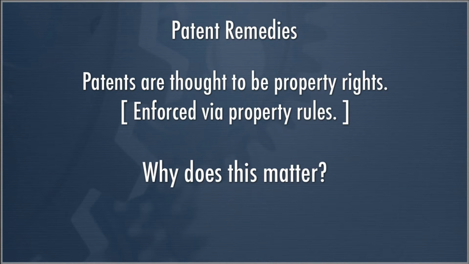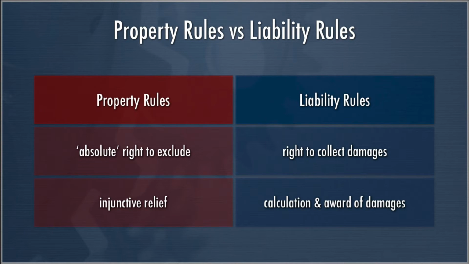Well, what does that mean? You'll probably remember a lot of this from property class back when you were 1Ls. But there's basically two ways of thinking about the way that we enforce rights. One is property rules. Property rules offer an absolute right to exclude. When I win my patent case and get an injunction, I have an absolute right to keep you out of the subject matter of my patent. Similarly, if I own a piece of real property, I have the absolute right to keep you off my lawn, for example.